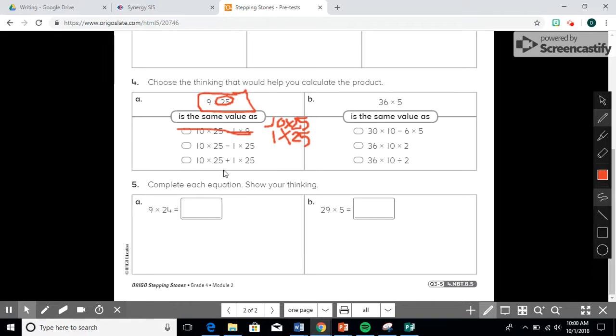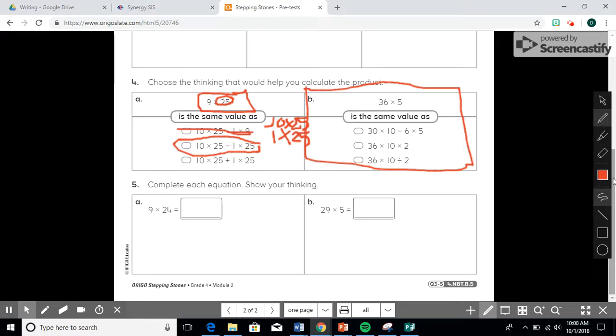And then we have 10 times 25 plus 1 times 25. This one is not going to be correct because this would be the same as saying 11 times 25. This one is the same as saying 9 times 25. I want you to do this one on your own. I know it can be a bit confusing the way that they set it up. So just think about how we use our 10 strategy and how we figure out how to break this apart. And pay attention to these signs right here.